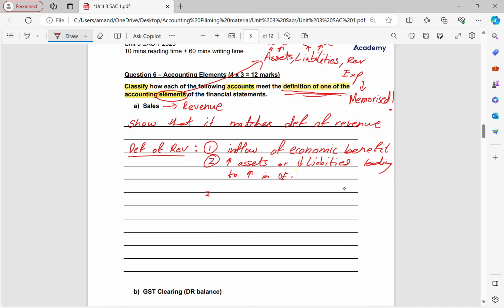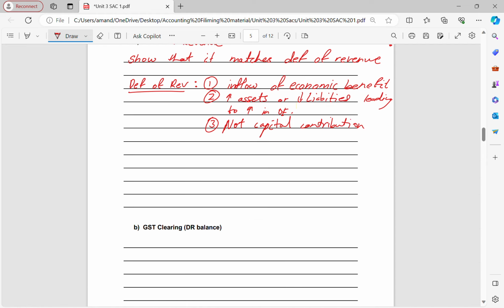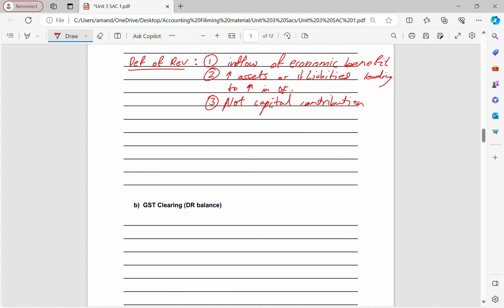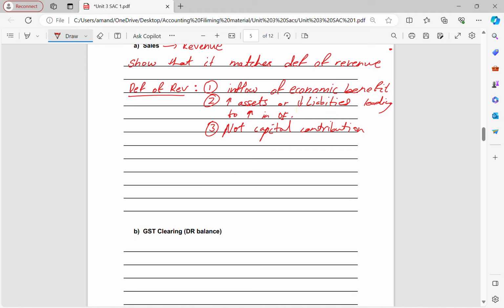Third, that's not a capital contribution. Sorry, my writing's getting kind of messy now, but hopefully you guys can still understand that, and I'll try to be more slow and clear. I don't want this video to go for ages, so I'm just going to try to get through this part quickly now.